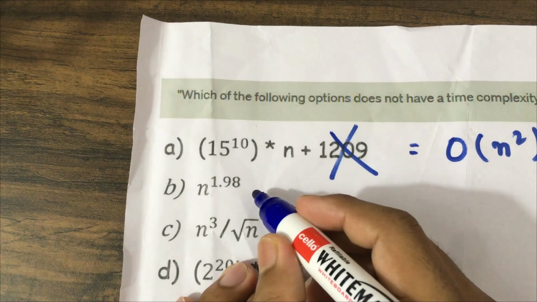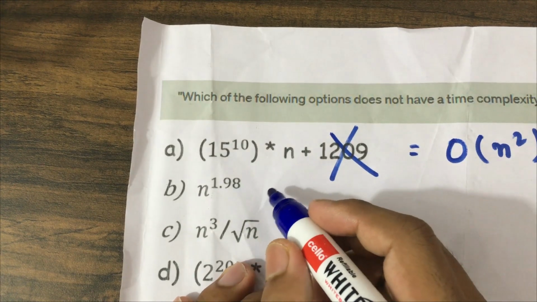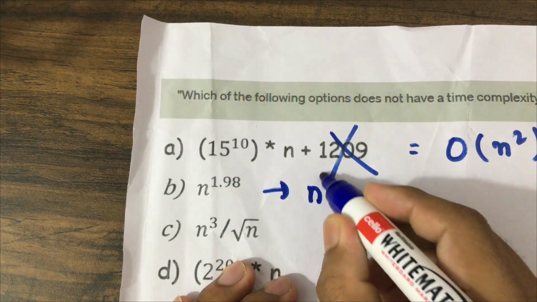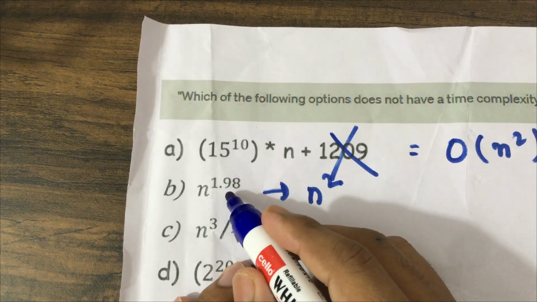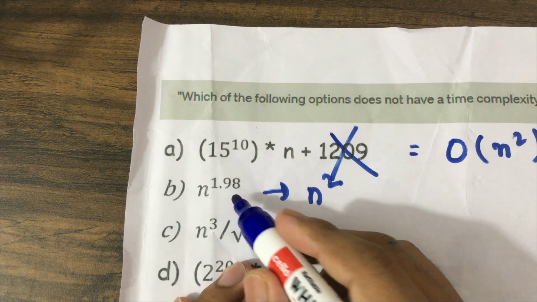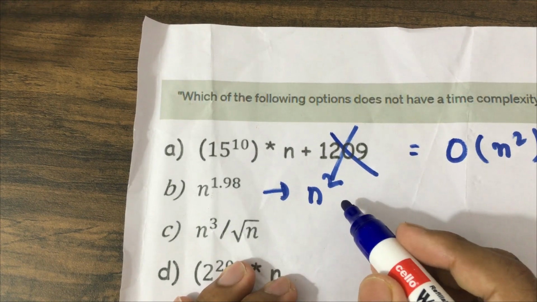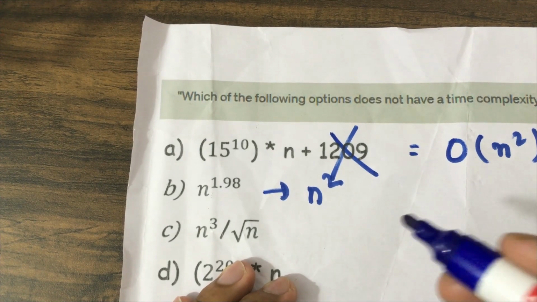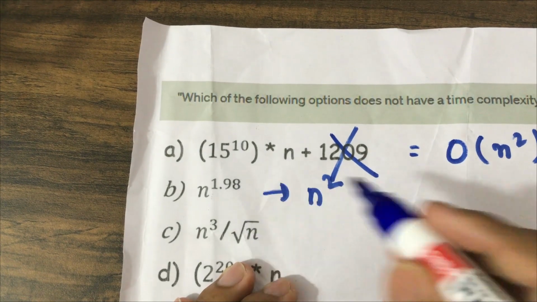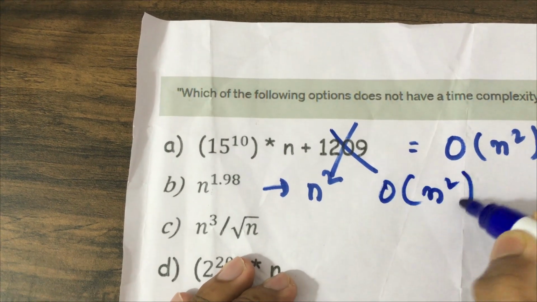Now what should be the time complexity of n to the power 1.5? It would be O(n squared), and you'd ask why. Why can't it be n to the power 1.95 or 1.9? This is because we can only approximate upward, not downward. So O(n squared) is the complexity.